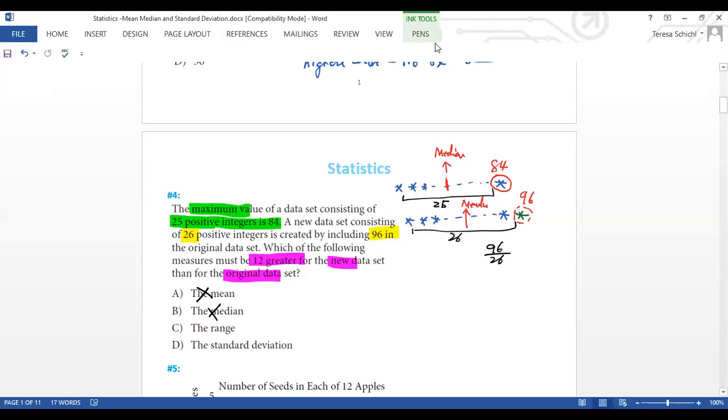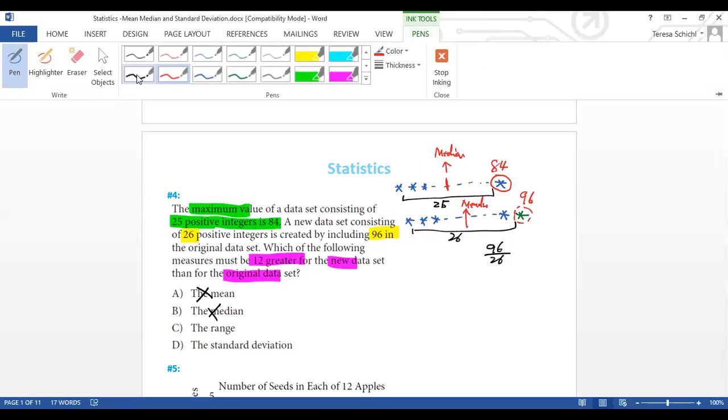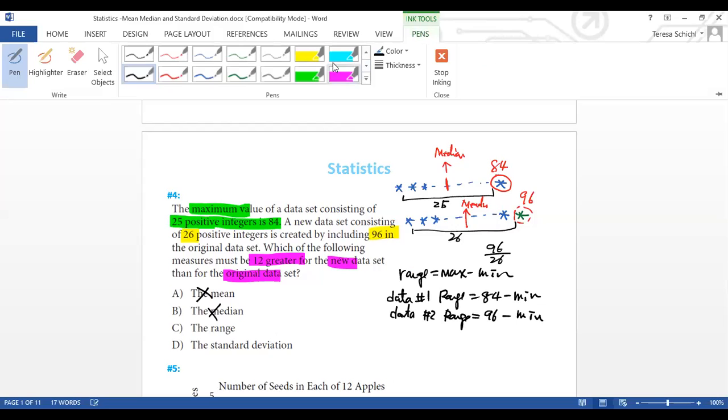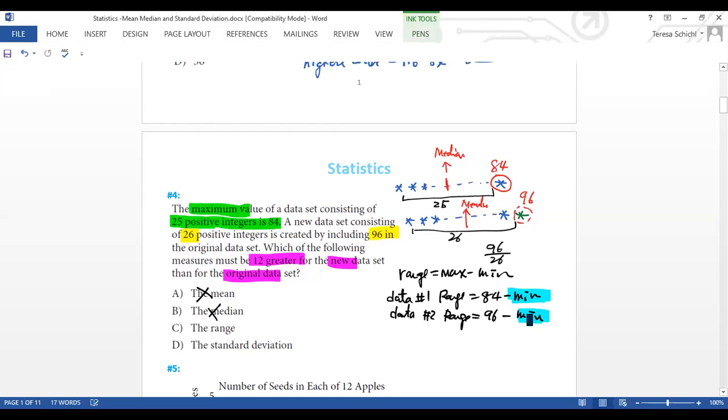Why? Because the range is the max value minus the min value, right? So for the first data set, the range is equal to 84 minus whatever the minimum value is. Then for data set number 2, the range is 96 minus the minimum. Oh, that's pretty good, right? Because both of them subtract the same minimum.